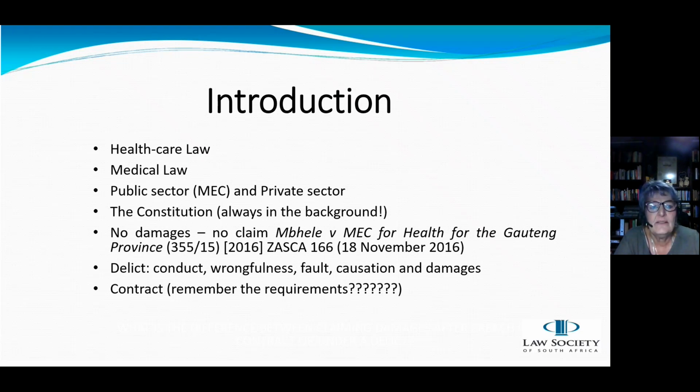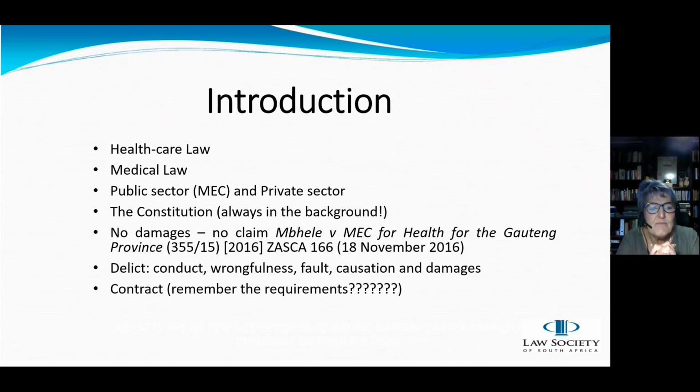In the public sector, those people in the healthcare scenario are employees of the state, and vicarious liability is applicable. In the private sector, they work for themselves. They are independent contractors, and be careful of the nurses. Nurses are not automatically employees in the private sector. They may also work for an agency who then supply the need for nurses at private hospitals.